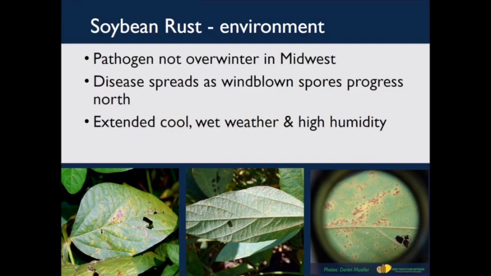Soybean rust does not overwinter in the Midwest. The pathogen spores are wind-blown from southern states. Northward movement depends on the dispersal of spores and disease establishment in new areas. Infections can occur at all stages of soybean development, but are most common after flowering. Soybean rust is favored by extended periods of cool, wet weather and high humidity.